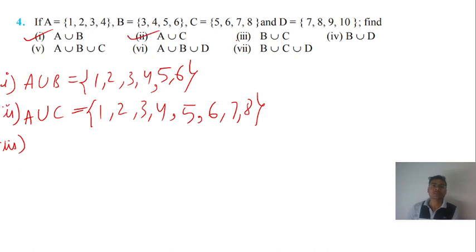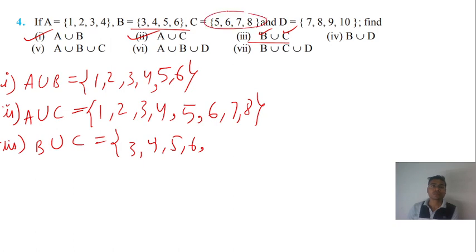Part 3 is B union C. In finding B union C, you will write all the elements of B, that is 3, 4, 5, 6. And after B, you will write C. You will have to write these elements, but you already wrote 5 and 6 in the B union C set, so you will write 7 and 8 here. So you write the B union C.